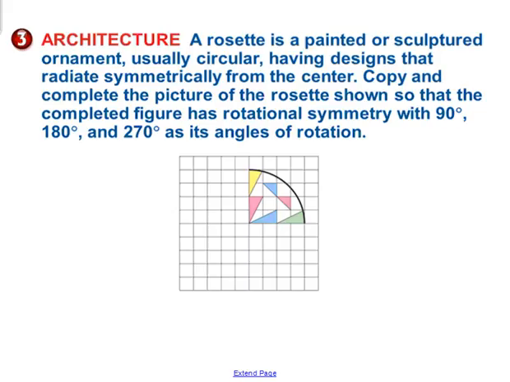See how this can be put to use? A rosette is a painted or sculpted ornament, usually circular, having designs that radiate symmetrically from the center. Copy and complete the picture of the rosette shown so that the completed figure has rotational symmetry at 90, 180, and 270 degrees.